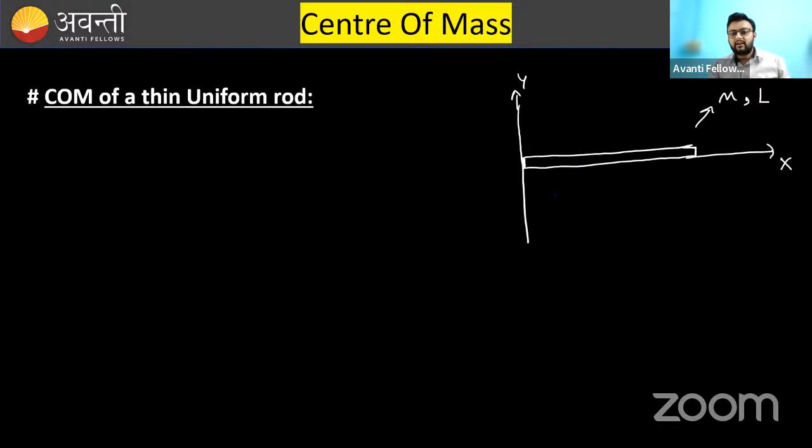The first step says choose a small element on the rod. I have told you in yesterday's session. I have chosen this very small element of length dx at a distance x from the origin. I think this point is clear to you.